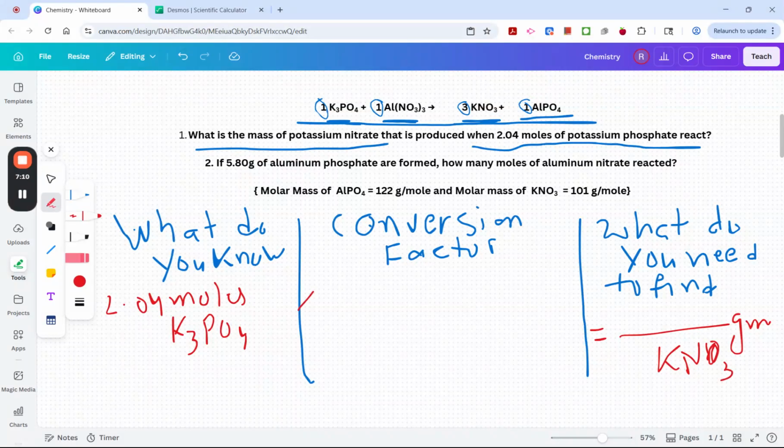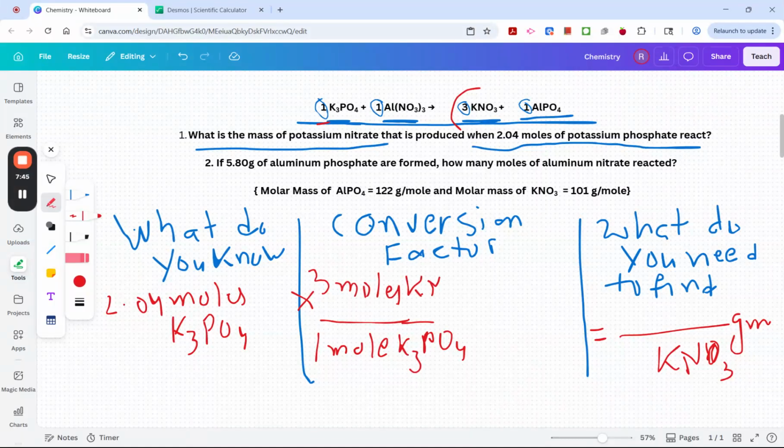So same thing. How will we get potassium nitrate on stage? With the help of molar ratio from the balanced equation. So how many moles of potassium phosphate have we used? We have 1 mole. We will write 1 mole of potassium phosphate as a denominator because we want to cancel it. Whatever you want to cancel, that should be a denominator. Whatever you need as your answer, that should be a numerator, meaning at the top. How many moles of potassium nitrate have we formed? We formed 3 moles of potassium nitrate.